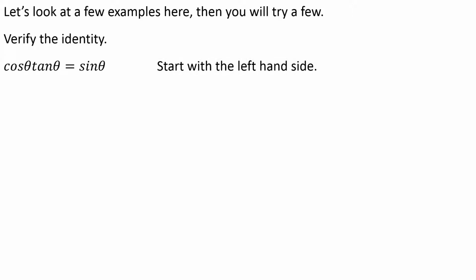We all start with the left-hand side. We go step by step, one step at a time, showing all step-by-step work. And when we're all done, we should hopefully end up with what we have on the right-hand side. So I need to start out with cosine of theta times tangent of theta. And I've got to figure out, well, what one step can I take? What one thing can I do?